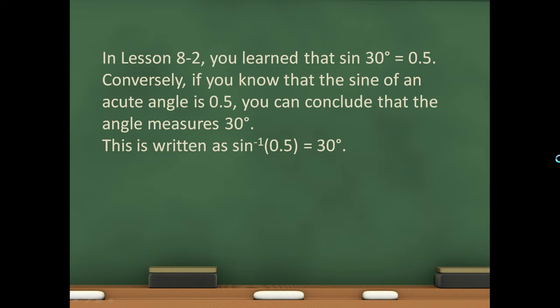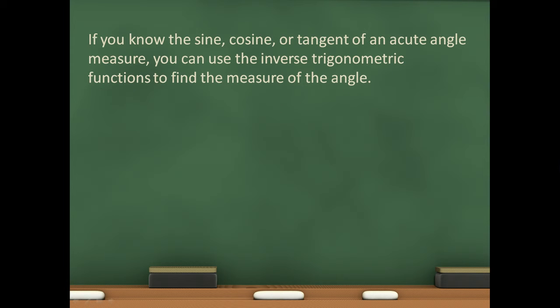In the previous lesson, we learned that the sine of 30 degrees is 0.5 using the calculator. Conversely, if you know that the sine of an acute angle is 0.5, you can conclude that the angle measures 30 degrees. This is written as the inverse sine of 0.5 equals 30 degrees. This little negative 1 is not an exponent, it means the inverse of. If you know the sine, cosine, or tangent of an acute angle measure, you can use the inverse trigonometric functions to find the measure of the angle.